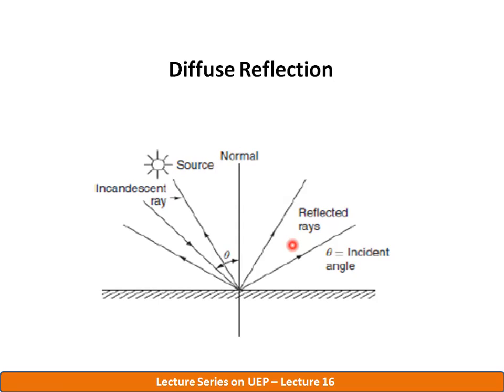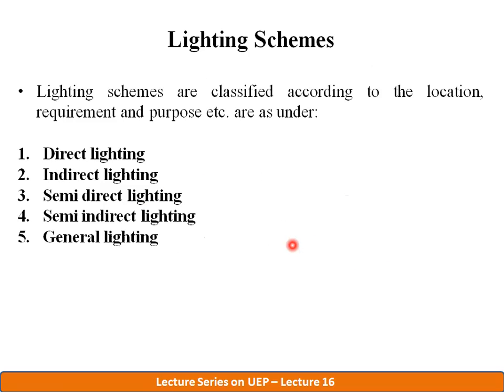The perfect mirror surface and the perfect diffusing surface are ideals that do not exist in nature. The reflection from any surface is partly specular and partly diffuse, the proportion varying widely. A surface that is almost free from mirror reflection is called a matte surface. So it's all about the principle of reflections. The next one, the lighting schemes.